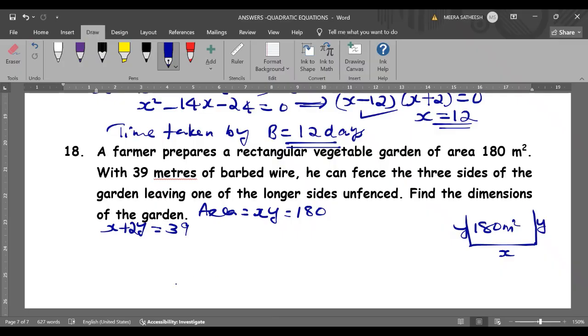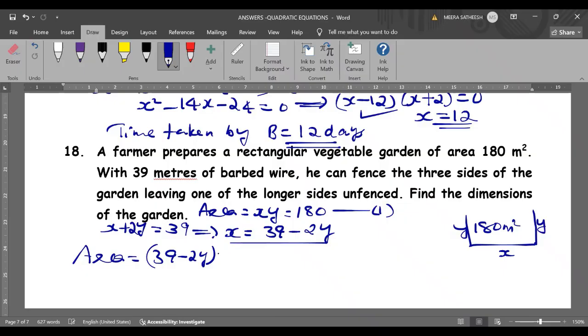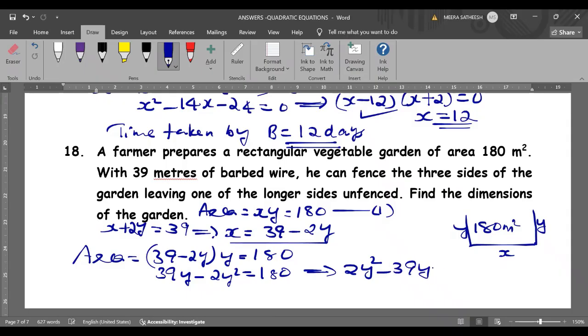Now from this we can write x equal to 39 minus 2y, no? This we are to substitute in the area. So the area will become, in place of x, 39 minus 2y into y equal to 180. So 39y minus 2y square equal to 180. So take it to the other side. So 2y square minus 39y plus 180 equal to 0.